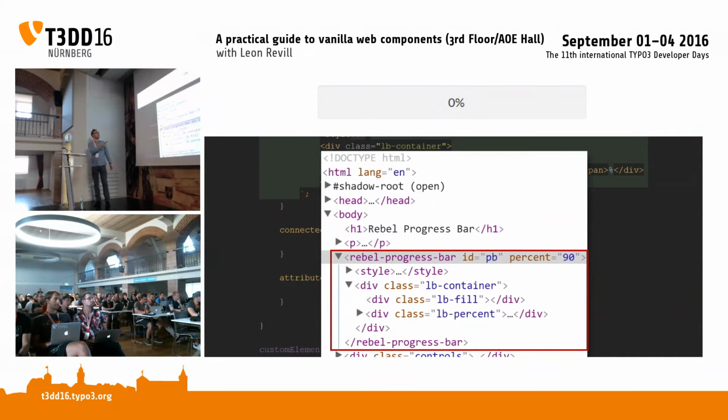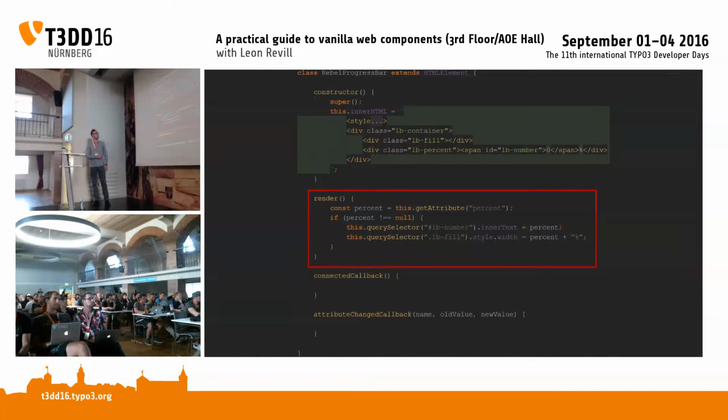But we're not representing the 90% from that attribute there. So what we need to do is, when our component gets added to the DOM, grab that value and update the component accordingly. To do that, we are going to create a custom method on our class called render. All this is going to do is define a percent constant, which is going to use the getAttribute property. Remember, we're just dealing with a normal DOM element here, so we can then grab the percent attribute from our custom element.